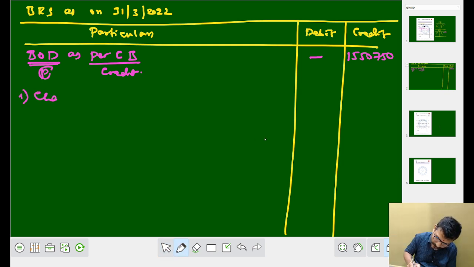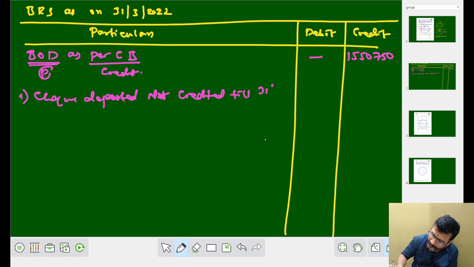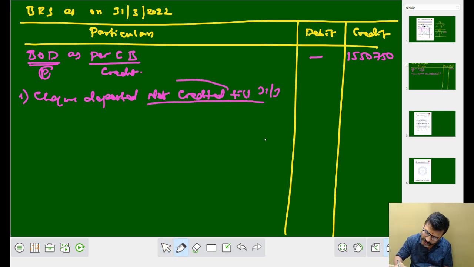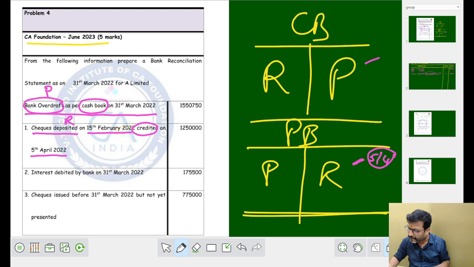So now what we have to do, that is checks deposited, first point, right? Checks deposited not credited till 31st March. What they have mentioned? Credited on 5th April. So not credited on 31st March. Not credited means where we have to take? We have to take it in the credit side only. Its amount is rupees 12 lakh 50,000.